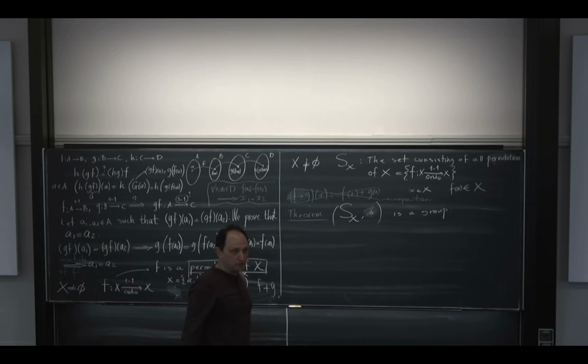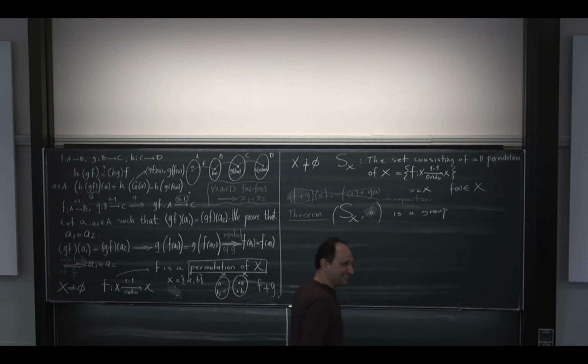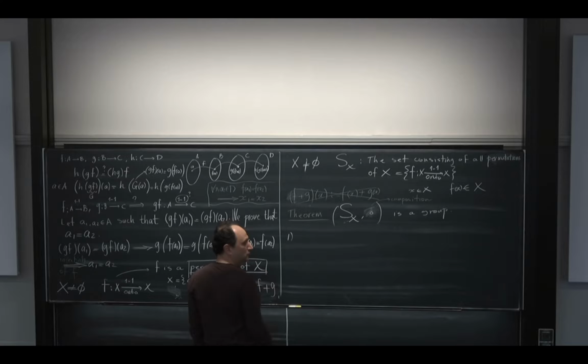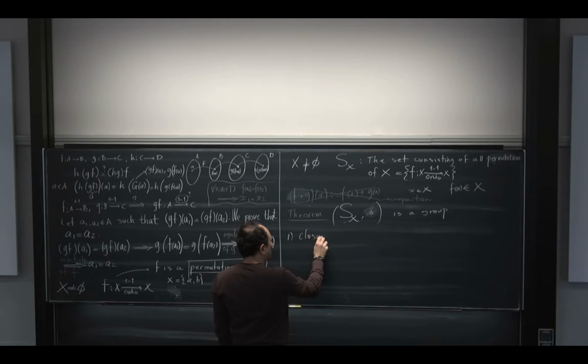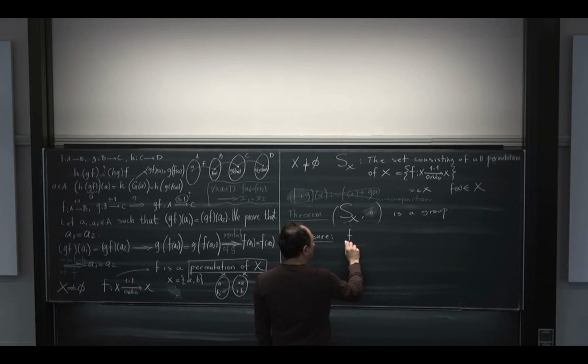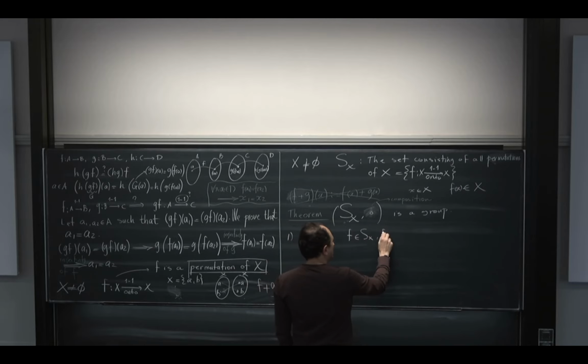What I have to convince you of are four things. The first thing is, say it. That it's closed. Closure, yes. So how should I prove that? I want to just skip the proof because most of it is simple. So if I want to start with closure, how should I do that? I ask you, okay, give me two functions, f from S_X and g from S_X.